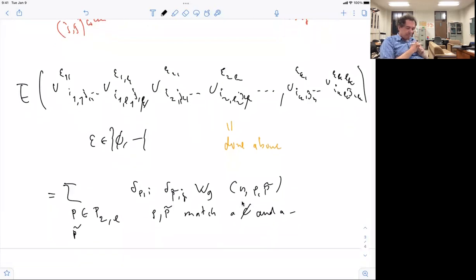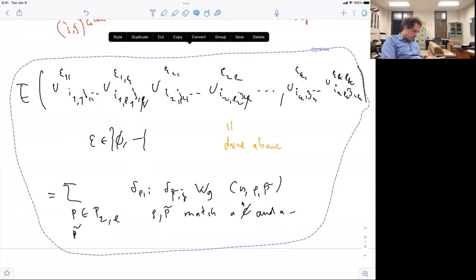And now the theorem is that we can repeat the very same thing, both for centering and for cumulants. So let me try to copy the whole thing.